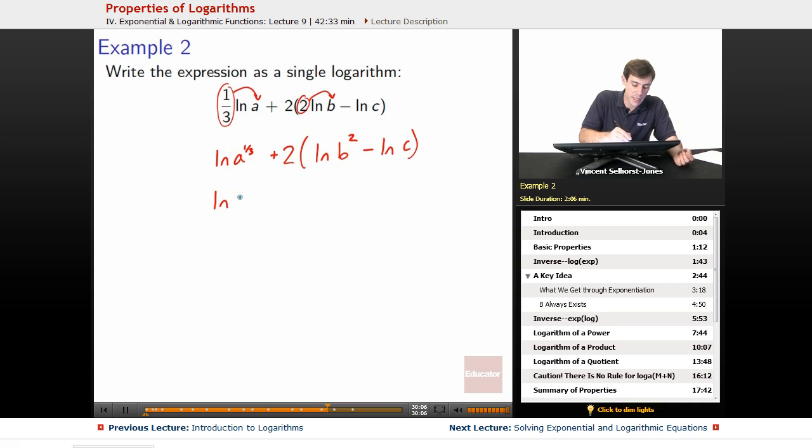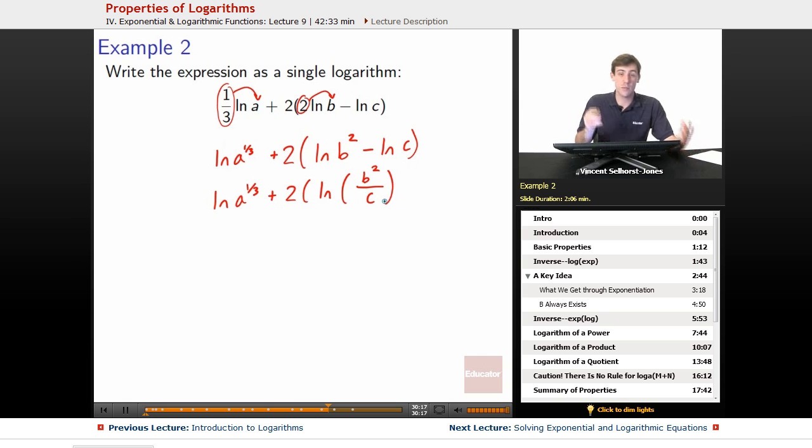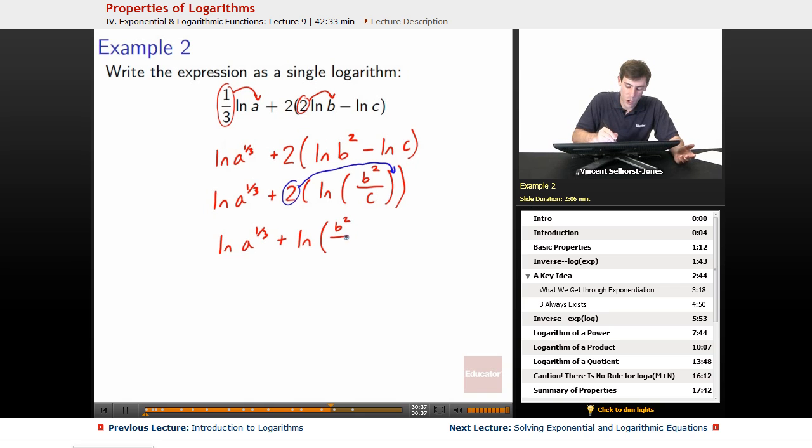Now we can compact what's inside of those parentheses, because we see we've got subtraction, so that's natural log of B squared over C, right? Subtraction of logs is the same thing as division inside of the logarithm. And now natural log A to the 1/3 plus, well, now we've got this 2, and it's times a log, so it can go up, and it can also become an exponent. So natural log of B squared over C. Make sure we remember that the logarithm is of that whole thing.